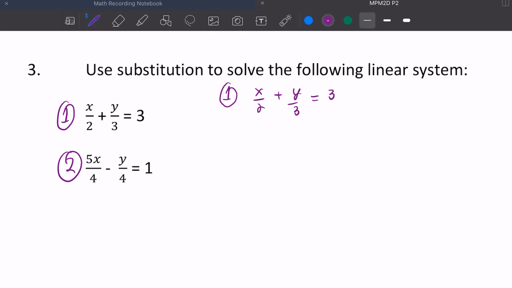What we can do is get them all to be a base of 6. I'm just going to rewrite that a bit better. So we need to know what we need to multiply each of these by in order to get them to a base of 6. Okay, a denominator of 6. In order to get 2 to 6, we need to multiply by 3. To get 3 to 6, we need to multiply by 2. And 3 is technically over 1, guys. So if we want to get 1 to 6, we need to multiply it by 6, which gives us our new equation of 3x plus 2y equals 18.